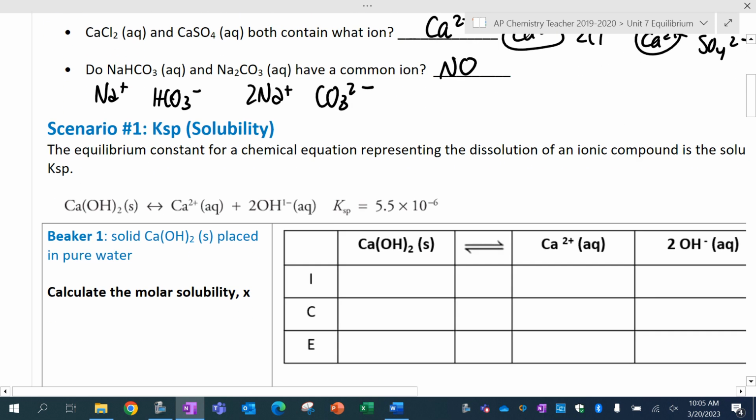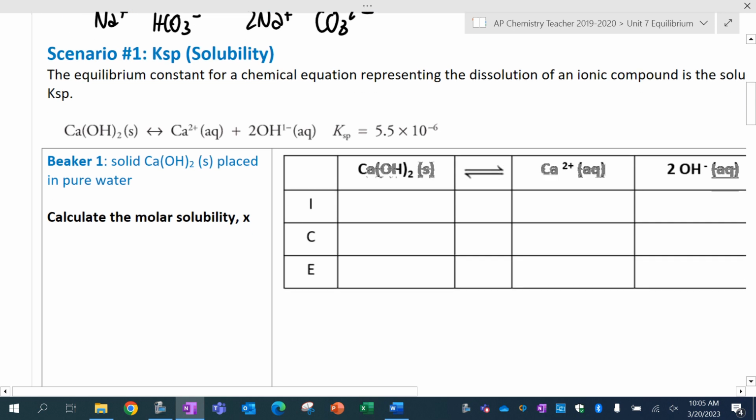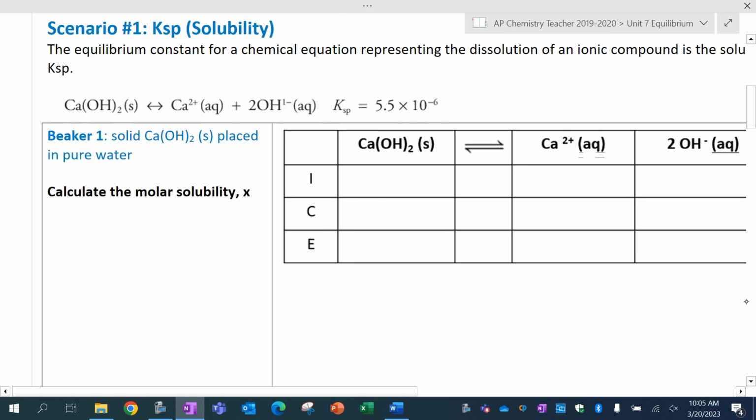So let's take a look at how common ions affect solubility. We're going to do a series of calculations that all involve calcium hydroxide. We're looking at the equilibrium involving solid calcium hydroxide dissolving in water. Here's the Ksp for that dissolving reaction. The first thing we're going to look at is imagining we stick some calcium hydroxide in pure water. So we set up the ICE chart.